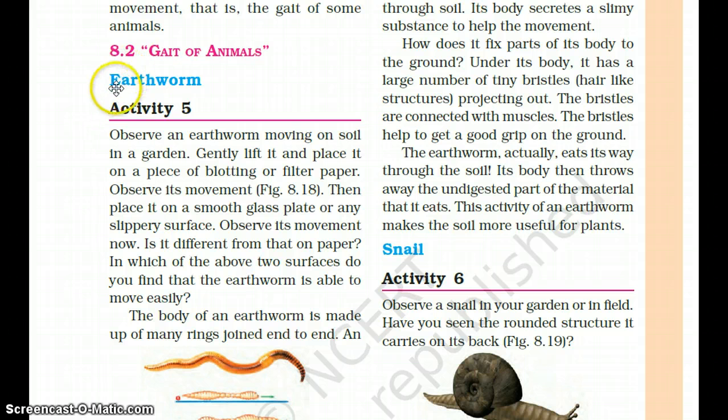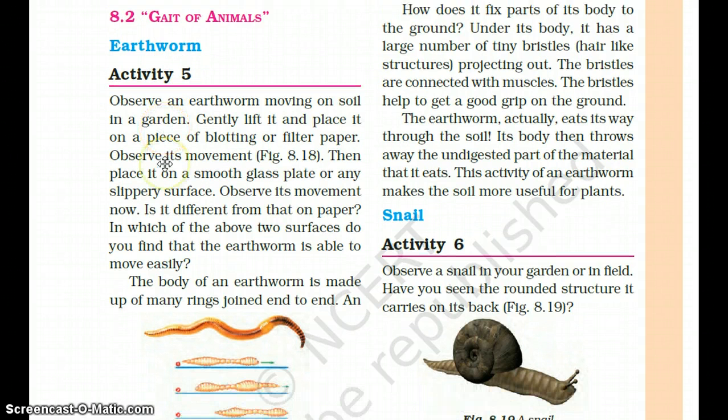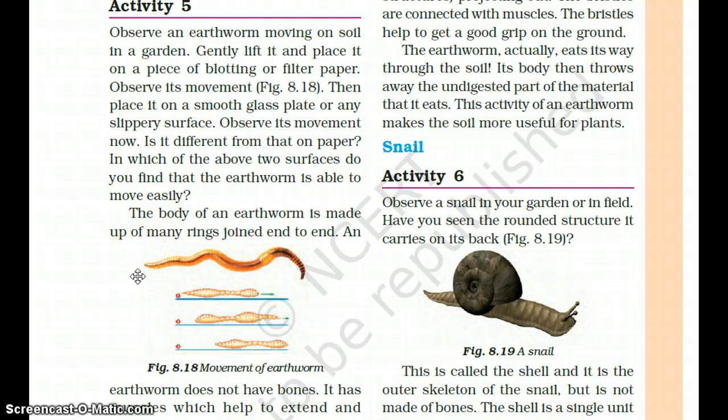So first of all is the earthworm. I'm sure you all must have observed an earthworm. The body of earthworm is made up of many rings, or they are also called segments, which are joined to one another. It does not have a skeleton, but it has muscle fibers on its body. And with the elongation and shortening of these muscle fibers, that is contraction and relaxation, the body of this earthworm moves.